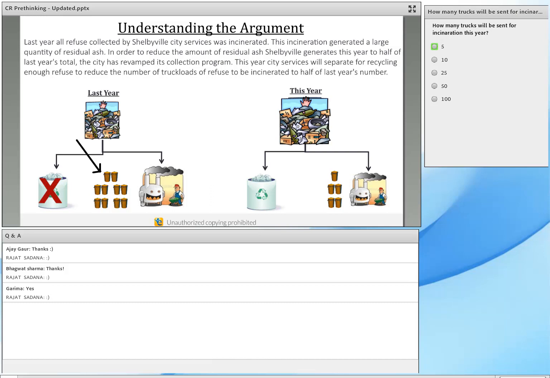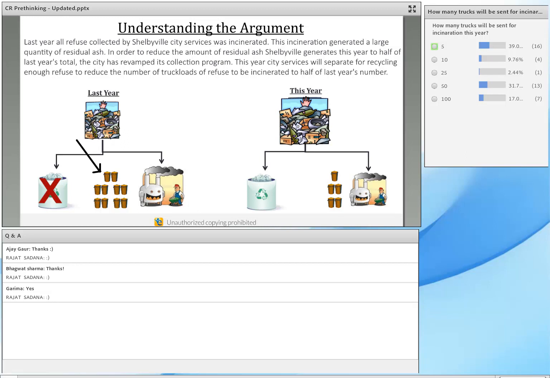All right, let's get a few more responses. The question is, if I collect 10x the amount of refuse, how many trucks will I be sending for incineration this year? Three, two, and one. Let me end the poll and broadcast the results. 39% of you say five.